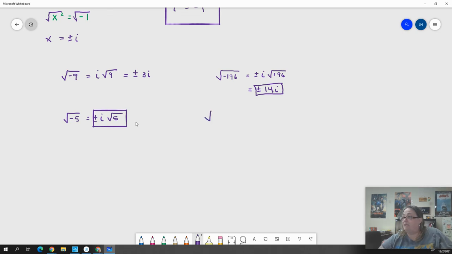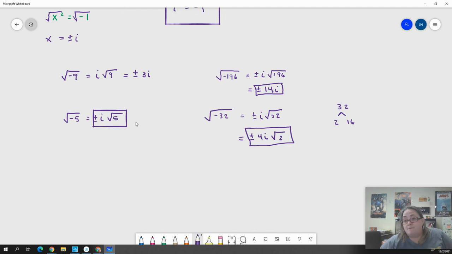Just trying to think of some that are less obvious. Let's look at the square root of -32. It's going to give me plus or minus I times the square root of 32. But 32 I'm going to have to break down, right? If you don't know it's divisible by 4, start with 2, right? So it's 2 times 16. You can look at that and go, well, 16 is a perfect square, right? It's 4 squared. So this is going to be plus or minus 4I, but we have to put that 2 back in. Does that make some sense to you?